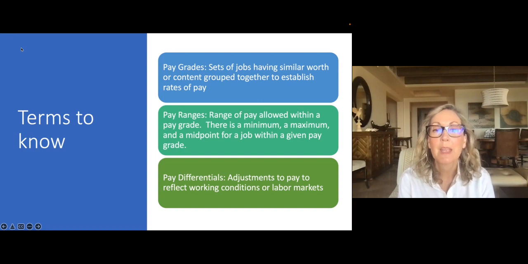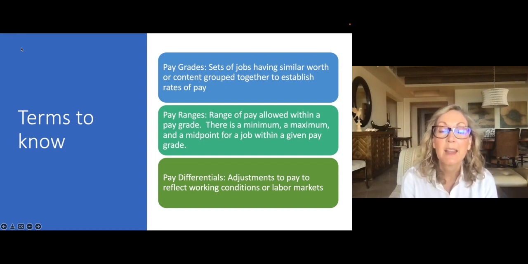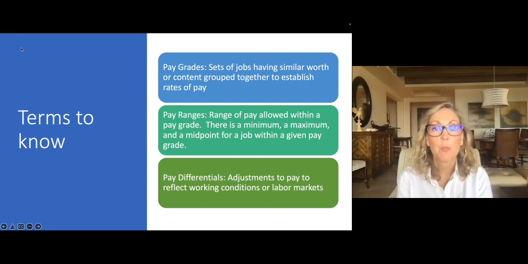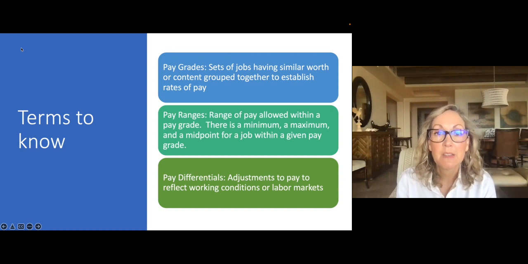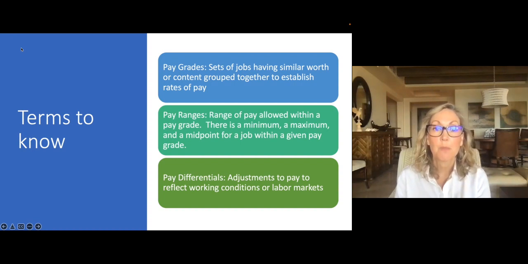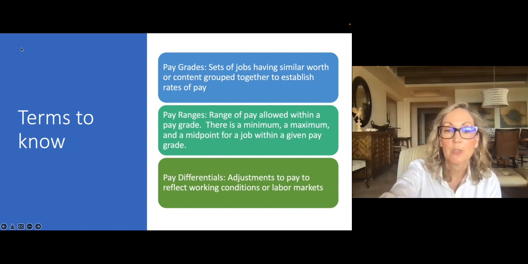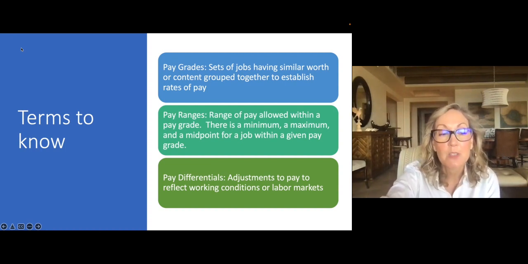You also might get a pay differential if my company is headquartered in Louisiana and you work for me in Louisiana and you have a certain pay, and I ask you to go live and work in my California location where the cost of living is considerably higher. I would say, so you have your pay and I'm going to give you this pay differential to help make it up for you moving to a different location. So those are the terms: pay grades, pay ranges, pay differentials.